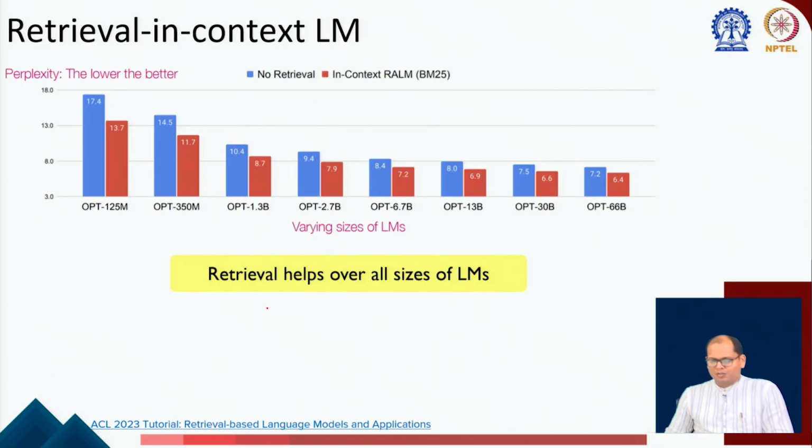What they found: they use simple BM25 for the retrieval. They computed perplexity across various sizes of the language model. Across all sizes, if you do retrieval, it always helps. This is the perplexity without retrieval, this is with retrieval, and you know the lower is better for perplexity. So retrieval also helps language modeling in general.